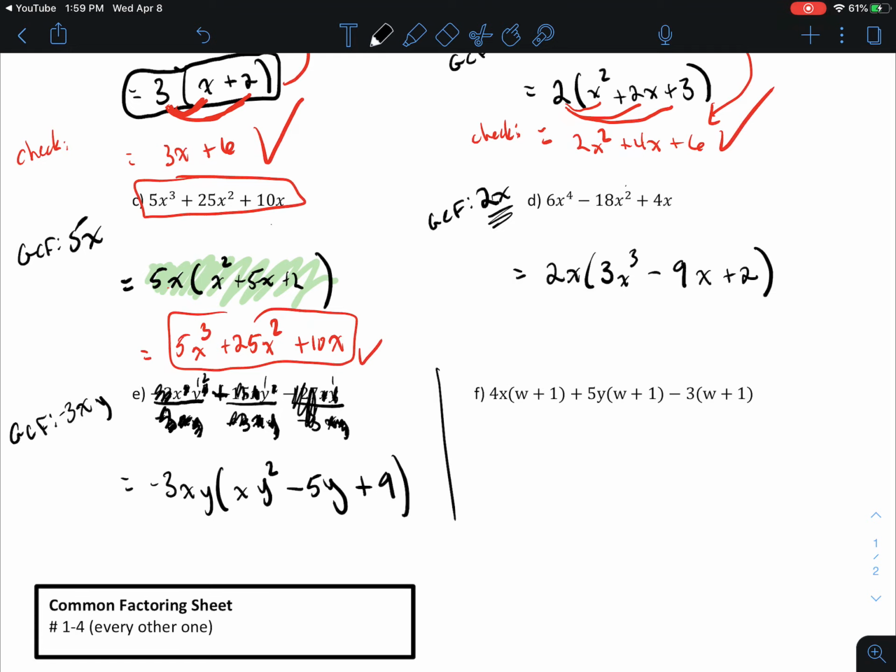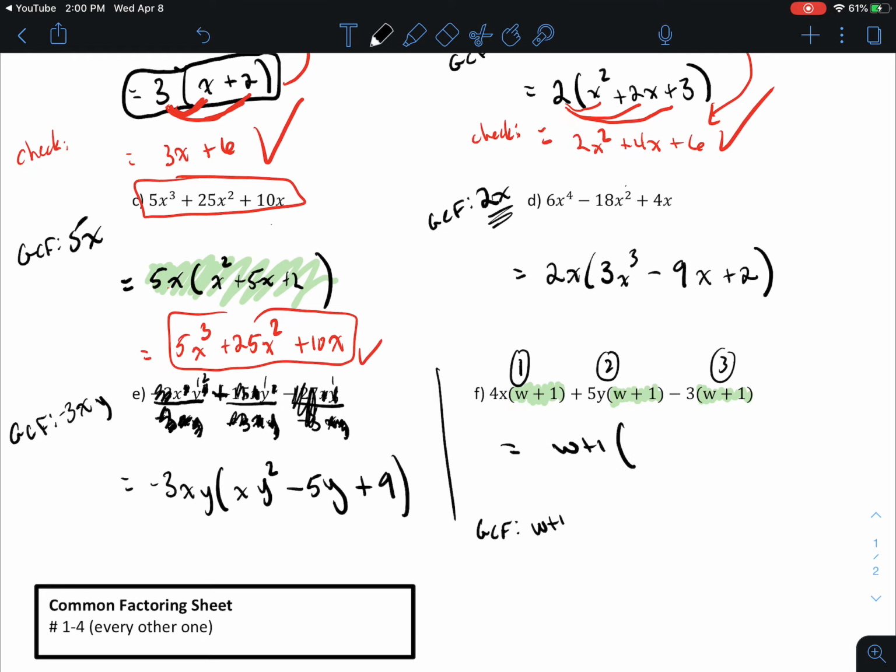Okay, so this one's a little bit complicated. Looks a little bit different. So again, you want to identify the one thing that is in all three terms. This one looks a little bit different, but I see it right away. I see a w plus 1, I see a w plus 1, and I see a w plus 1. So what happens if I make my GCF w plus 1?